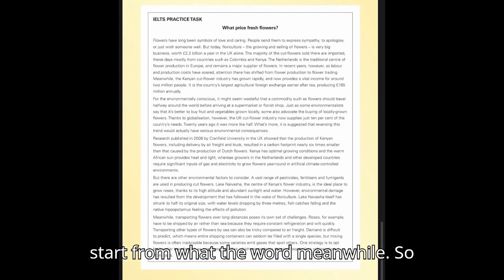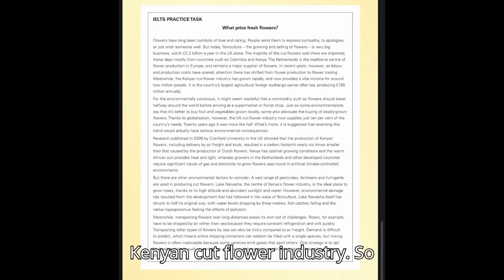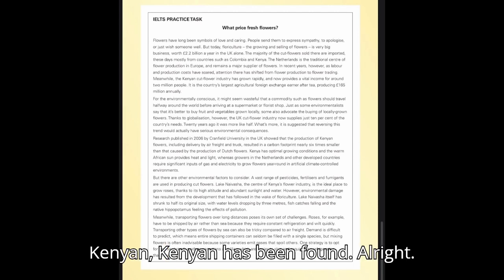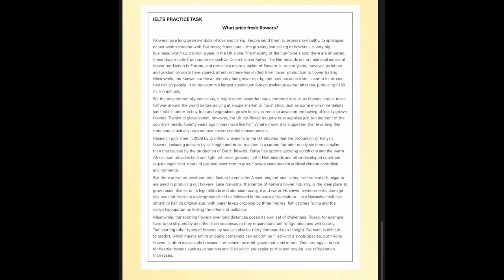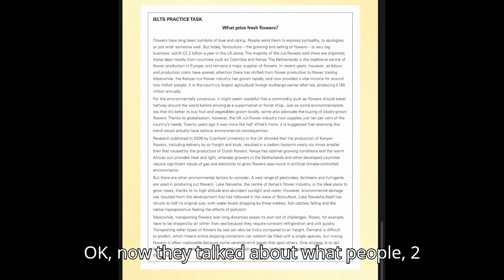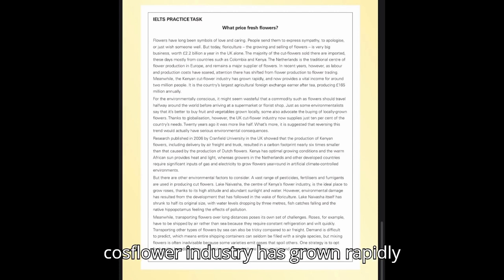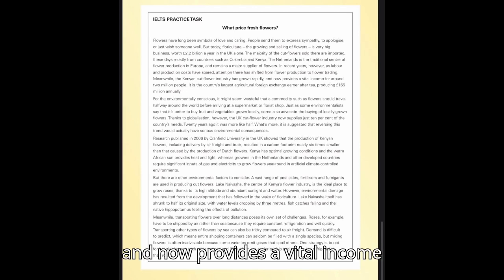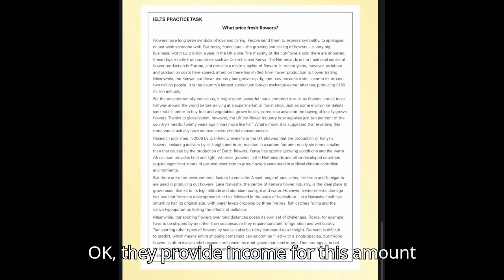Now we start from the word meanwhile. After the word meanwhile, we found Kenyan cut flower industry. So Kenya has been found, cut flower industry. We found that one. Now they talked about people, 2 million people. They said the Kenyan cut flower industry has grown rapidly and now provides a vital income for around 2 million people. They stated they provide income for this amount of people.